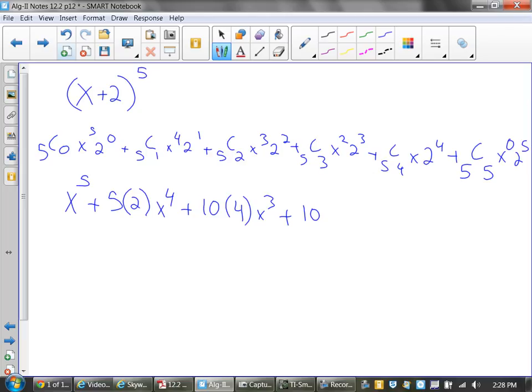So now we're at 10 times 2. 2 cubed is 8. X squared. 5 choose 4, we are back at 5. So you can just do that in your head? The factorial thing? It's a pattern: 1, 5, 10, 10, back to 5, back to 1.